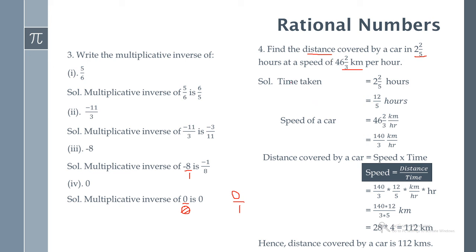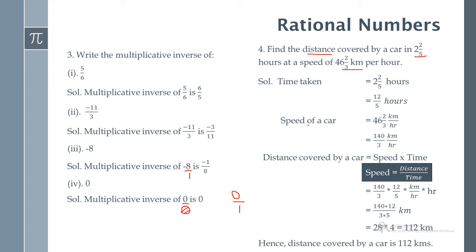So what they have given now, time taken 2 by 5 hours. Please stress on this, hours. Kilometer per hour is a speed, and hours, minutes and seconds is a time, and distance is only in meters and kilometers. We have to just stress on the words. Time taken is equal to 2 by 5 hours. Now converting the mixed fraction into a normal fraction. Now 5 2s are 10, 10 plus 2 is 12 by 5 hours.